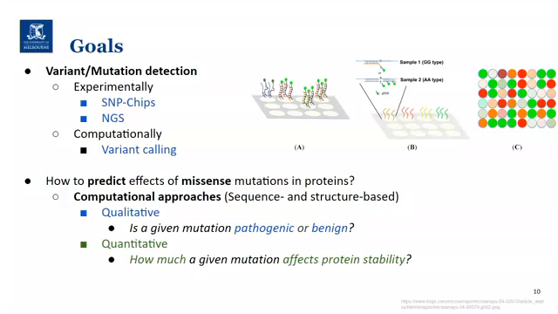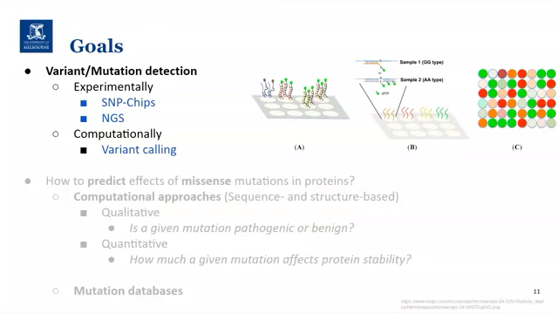So how do we go about using experimental data to build new tools to understand and interpret mutations, and a few computational resources in terms of mutation databases that can be leveraged to build new tools, or also to look up known variants that have been experimentally characterized as pathogenic.